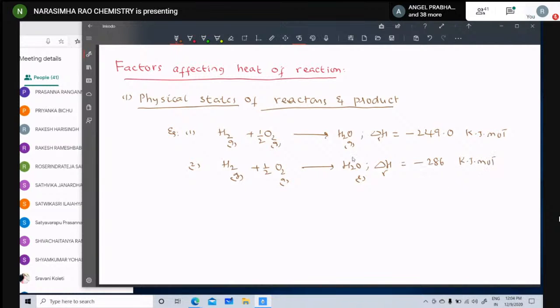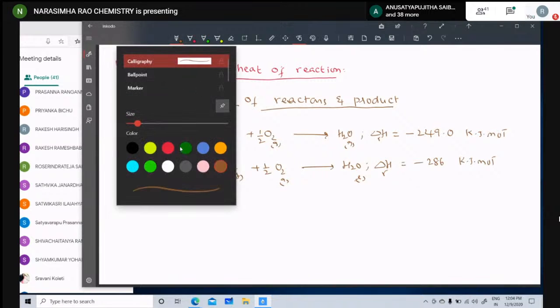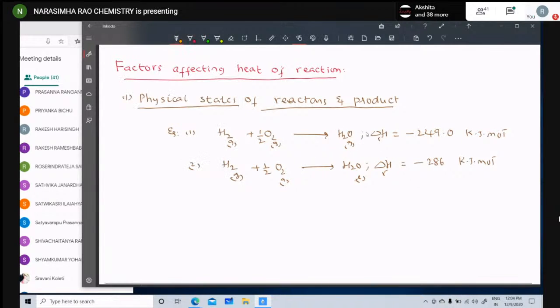Kilojoules mole inverse. As the physical state is changed, the amount of energy also changes. This first explanation is completed.